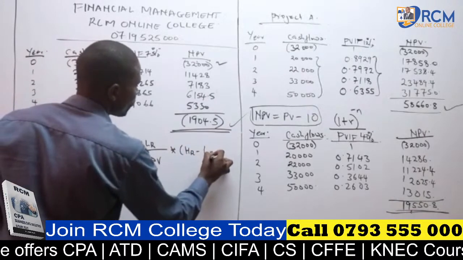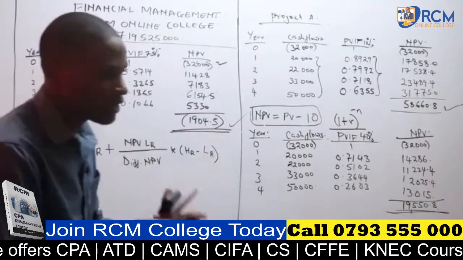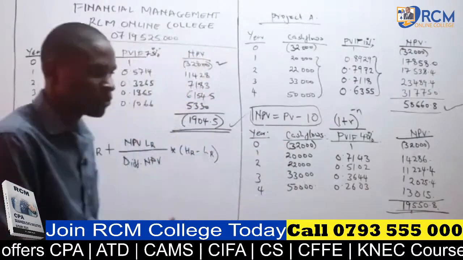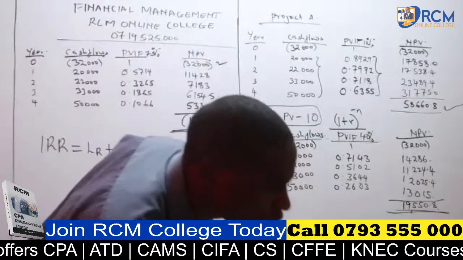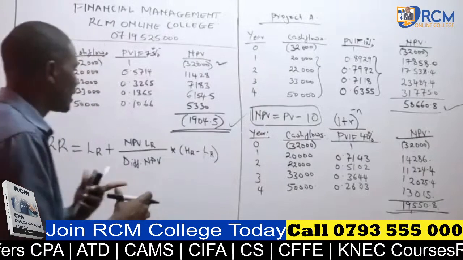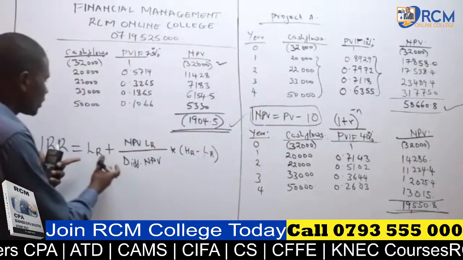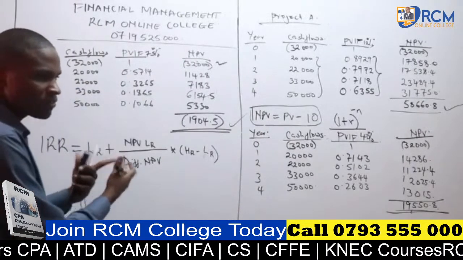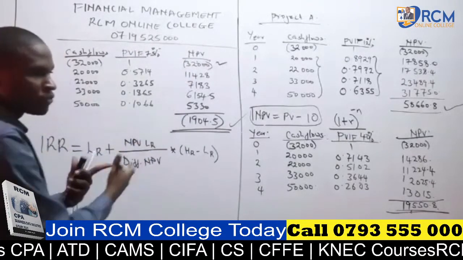Now class, help me. What is my lower rate? Help me very fast, so that at least we are able. What is the time? 2:03. By 2:07 or 2:08, I'll be done. So help me. What is our lower rate? Very fast.